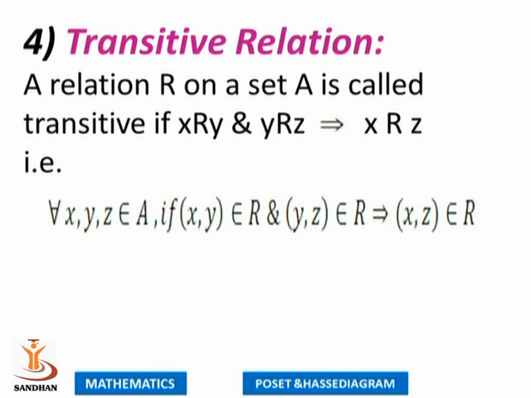Last is the transitive relation. A relation R on a set A is called transitive if x is related to y and y related to z implies x related to z. That is, for every three elements x, y and z, if the ordered pair (x, y) belongs to R and the ordered pair (y, z) belongs to R, then the ordered pair (x, z) must belong to R.